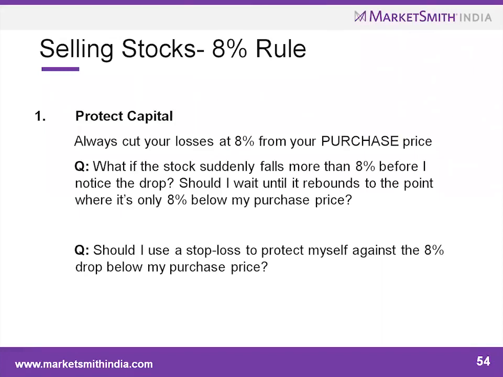However, for someone who bought a stock in a case of a failed breakout, where after advancing 3-4% the stock is falling down, wait till 8%, because most good quality CANSLIM stocks bounce from there. Another question: should I use a stop loss to protect myself against the 8% drop below my purchase price? Definitely use the stop loss feature in any terminal. You should calculate your stop loss and just put it in, because if the stock falls, it will automatically get sold.